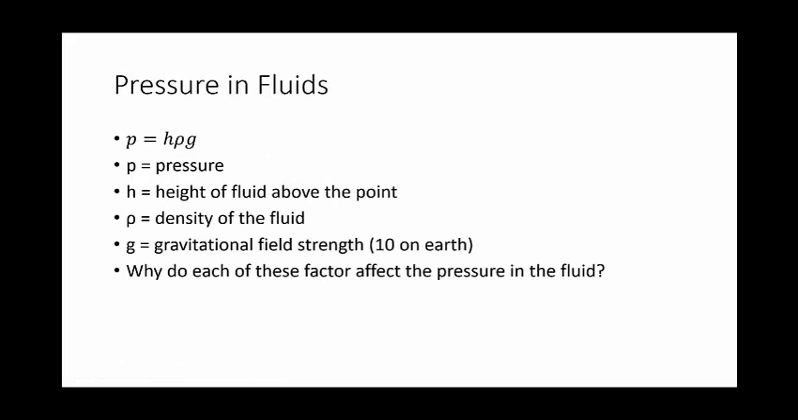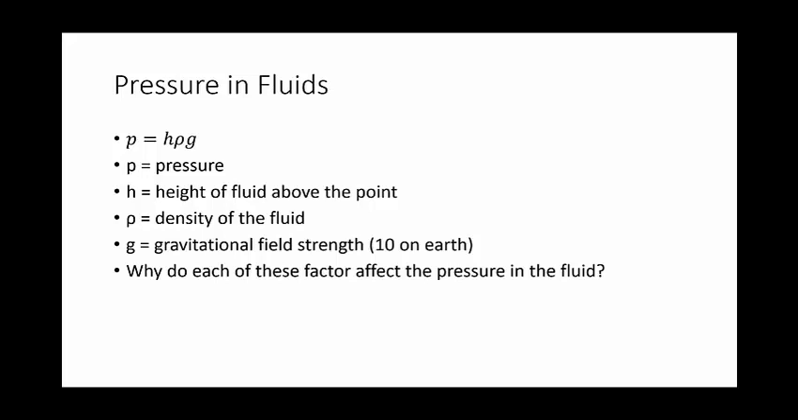P is the pressure, H is the height of the fluid above that point in it, rho, that weird P, is the density of the fluid, and G is the gravitational field strength, and we're going to take that to be 10 on Earth. Why does each of those affect the pressure in the fluid?